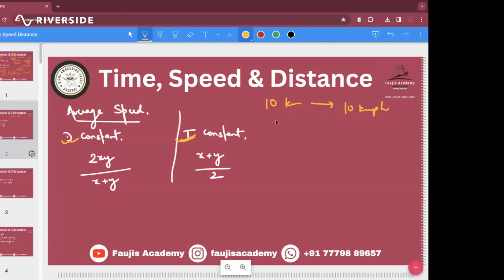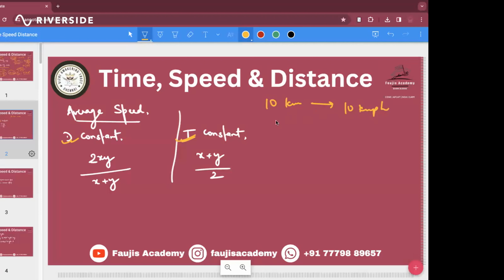Average speed is equal to total distance, that means TD, by total time, which is TT. In the first case, when we are going from A to B, the total distance is 10 plus 10, that means going and coming back. In the first case, the time that we have taken is 10 by 10, that means 1 hour. And for the other, the time will be 5 hours. So the total time is 6 hours, which means nothing but 20 by 6.